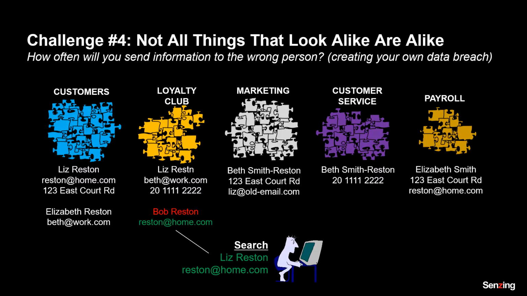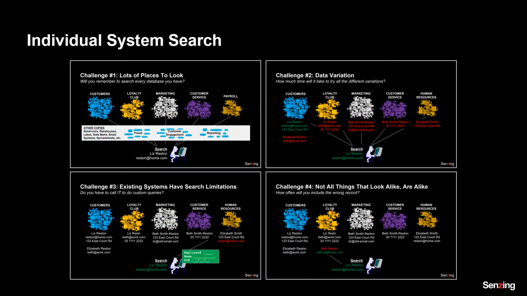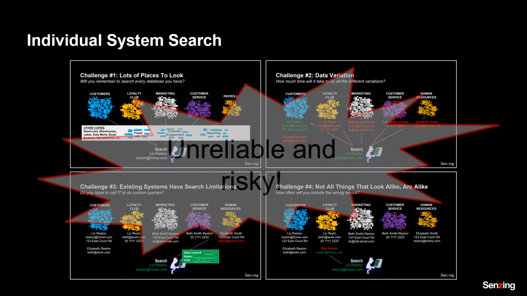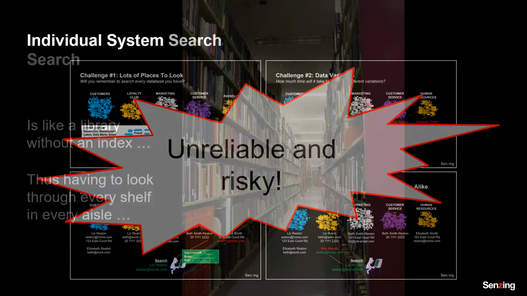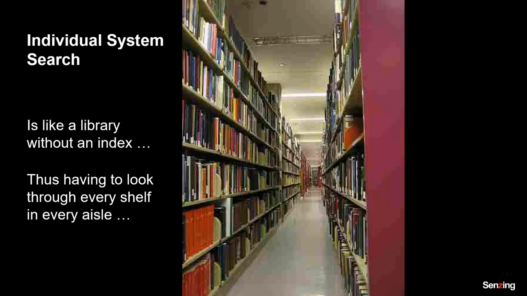Manual search has all of these problems. It's too unreliable for GDPR compliance. Moreover, it's grossly inefficient. Individually searching for data about a person in every system, whether manually or with an automated crawler, is kind of like going to the library and having to look in every aisle and on every shelf just to find a specific book.